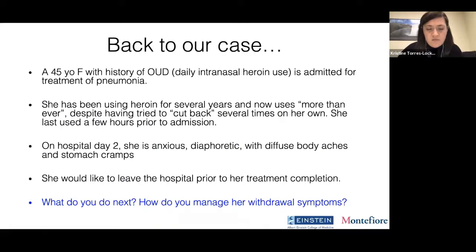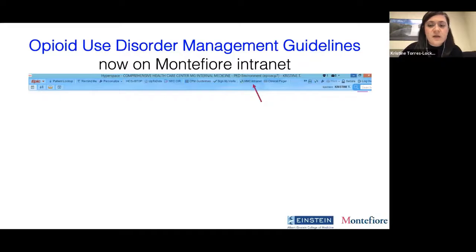And then we'll just talk a little bit about the guidelines and order sets that we have for you guys to use. So this is our case again. You guys essentially talked about methadone. You said starting with maybe 20 milligrams of methadone or even starting Suboxone. So have you guys seen the opioid use disorder guidelines or used any of the order sets for starting methadone or bup in the hospital? No. Great. So they exist.